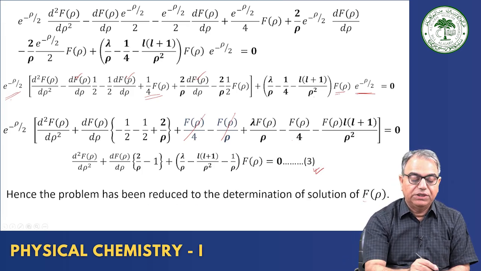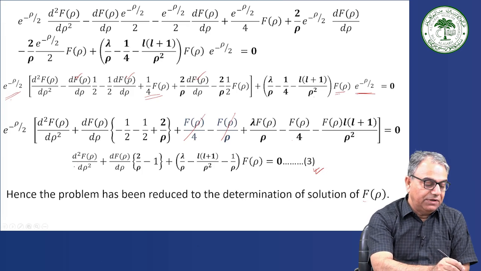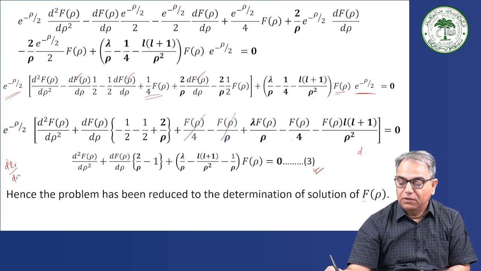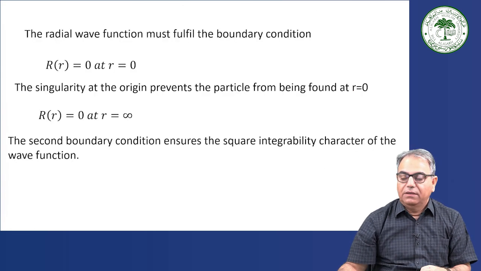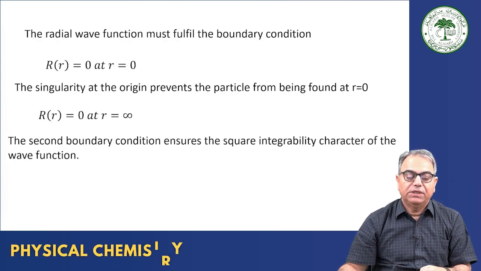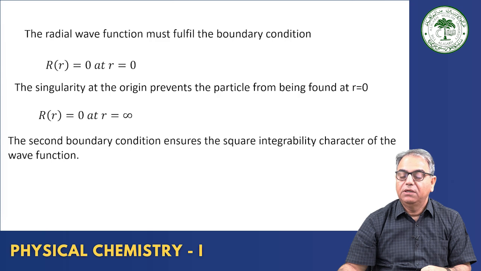And now, you see, you started with d square R by dr square. Then you change it to d square S by d rho square. Now, we have changed it to d square f rho divided by d rho square. The boundary condition of this equation is that your function R should be 0 at r equal to 0. The singularity at the origin prevents the particle from being found at r equal to 0.